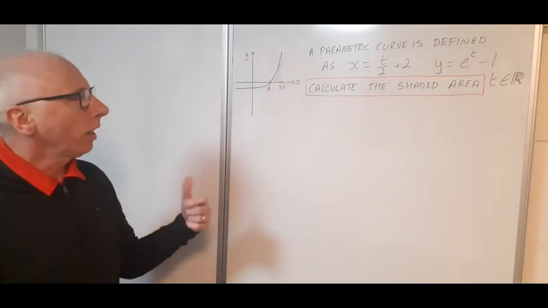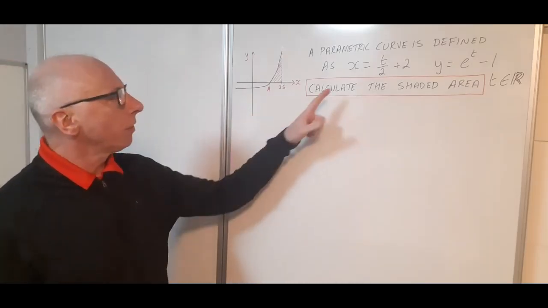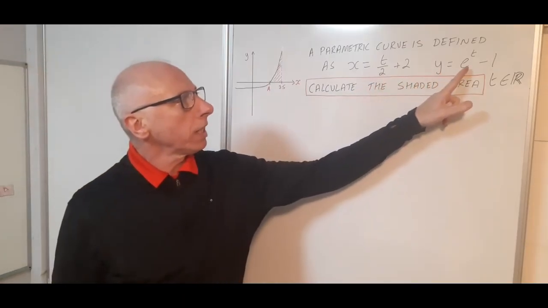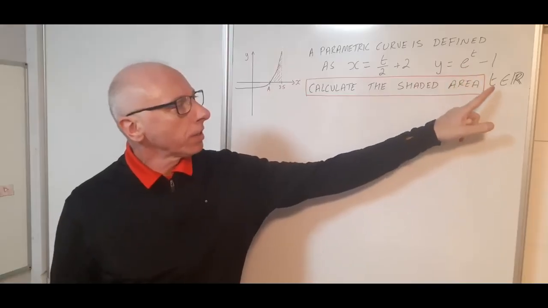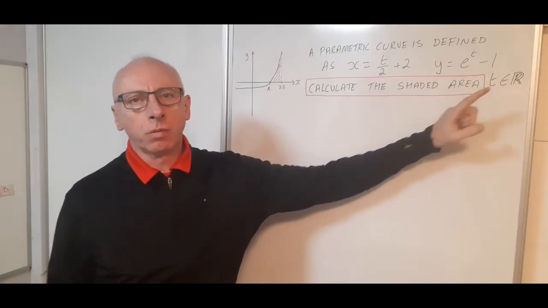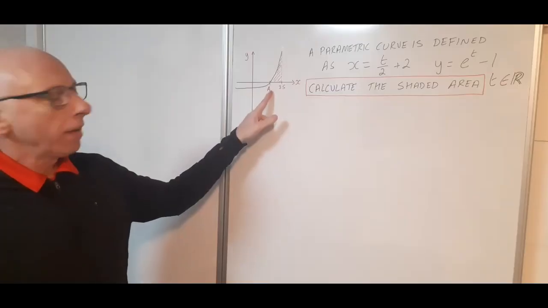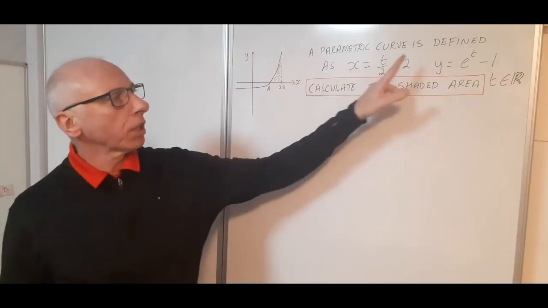So we've got a question here where we've got a parametric curve, and it's defined as x equals t over 2 plus 2 and y equals e to the t minus 1, and it's defined for t is a real number. Now we want to calculate the shaded area of this graph, and this graph represents the parametric curve defined like this.